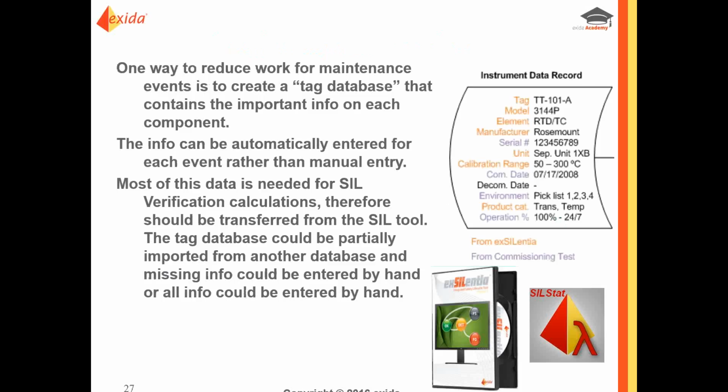One way to, of course, remember what we're trying to do is reduce the man hours, make it economically possible, and make the field failure data collection system optimal. One way to reduce the work is to create a tag database that has a lot of information about each device. The reason we do that is we don't want all this information being recorded manually every time there's a problem with a particular device. We want all that to come in with one entry, typically the tag number.